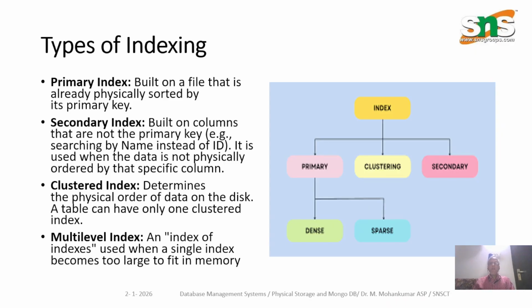We have different types of index: primary index, secondary index, clustered index and multi-level index. We will see them one by one. First, the primary index. It is built on a file that is already physically sorted by its primary key. So based on the primary key, a primary index is created. Then the secondary index is built on columns that are not a primary key, for example searching by name instead of ID. It is used when the data is not physically ordered by that specific column.